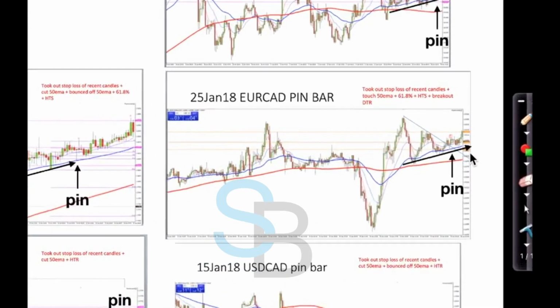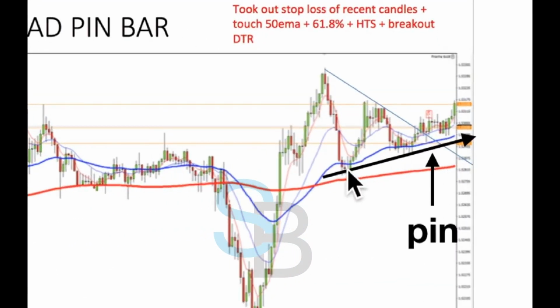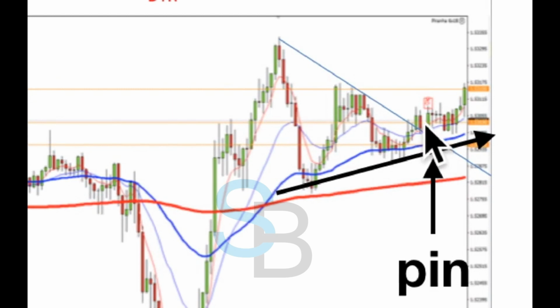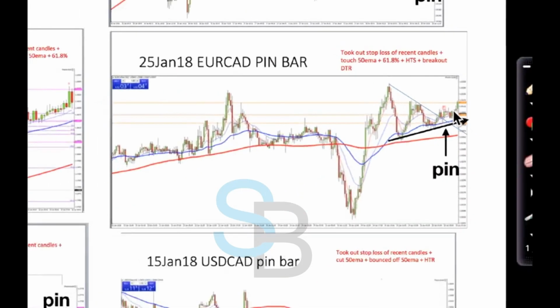Another example over here on EuroCAD. So again, you can see the 50 not being broken, right? Having a very strong support, and the pin bar appears over there, and again, it's another winning trade.